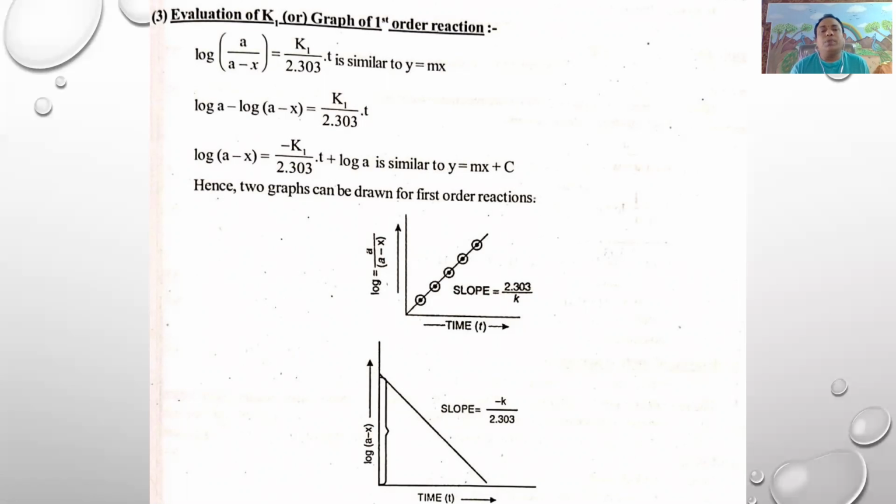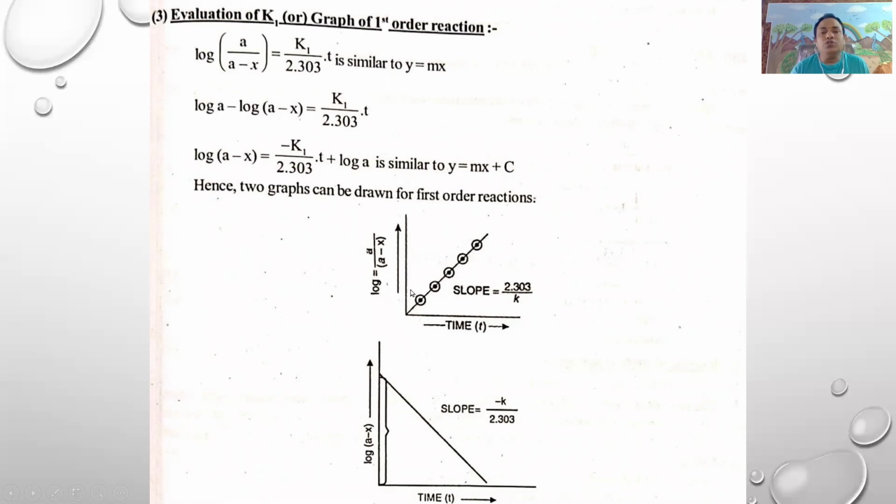Here plot the graph between log A by A minus X versus time. Here a positive slope of straight line is obtained. That is, while plotting the graph between log A by A minus X versus time, the positive slope of straight line is obtained. While the reaction is going on, when the time is moving, the reactants are converted into products. Therefore, the gradual increase in the concentration of products takes place. Therefore, we obtain a positive slope of straight line.